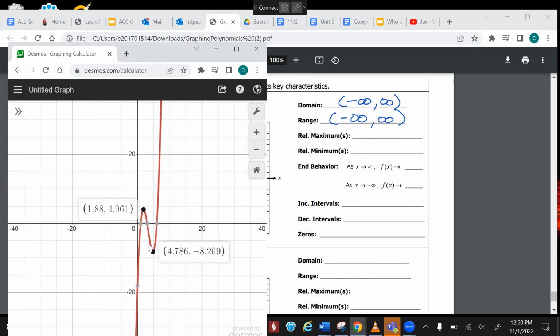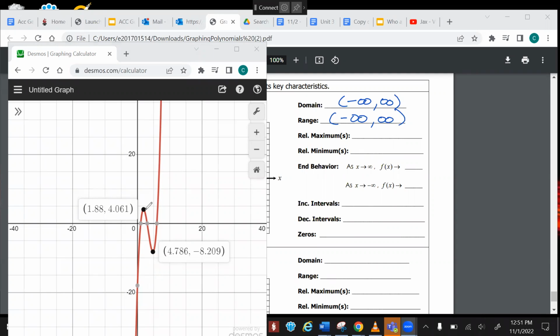Lowest y to highest y. You kind of want to think of it like you're scanning the page. So domain is left to right, and range is from bottom to top. That's kind of what's happening.